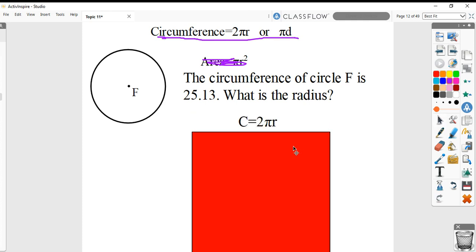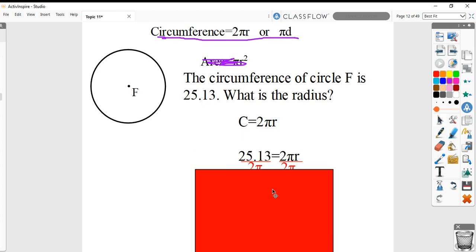So let's start with that equation, the formula itself. The circumference equals 2 times pi times the radius. Okay, we need to ask ourselves, what did this problem give us to start with? And what it gave us is the circumference. It gave us c. This 25.13, that's the left side of your equation right there.